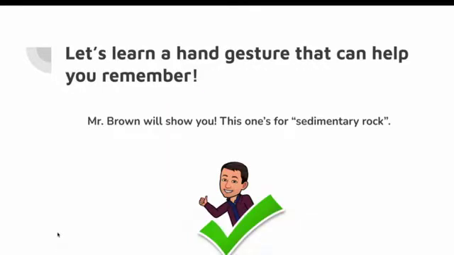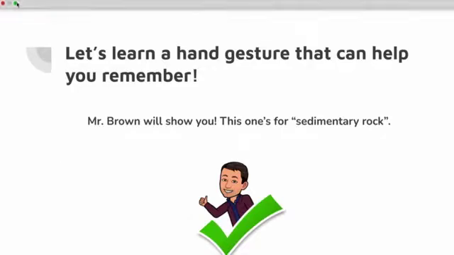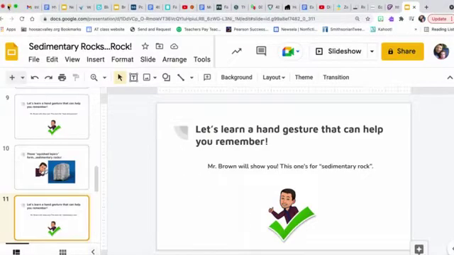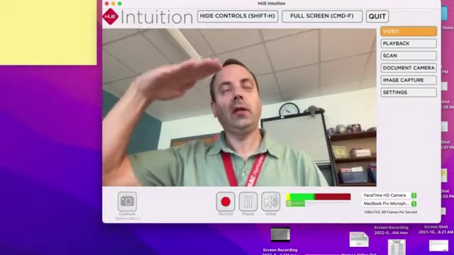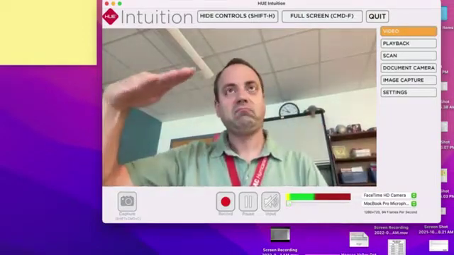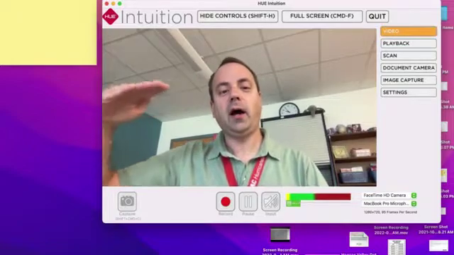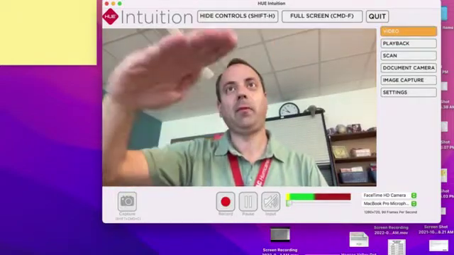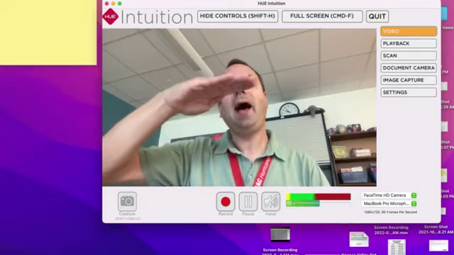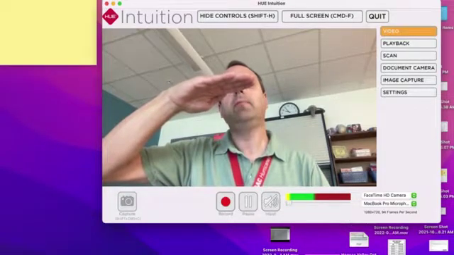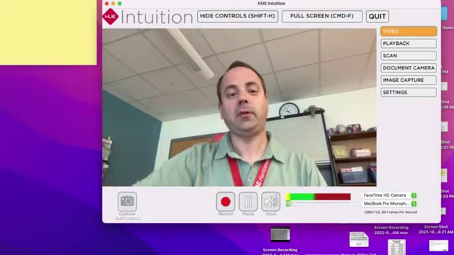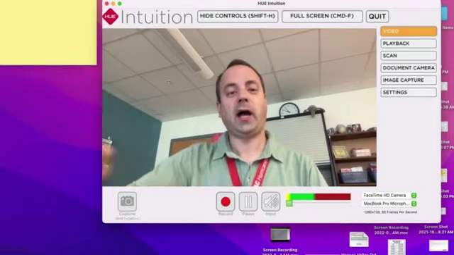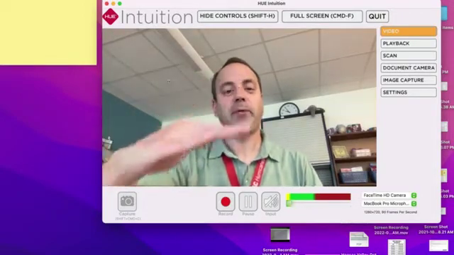So, hey, I've got another hand gesture for you. Since sedimentary rocks form in layers, the hand gesture is really easy to learn, by the way. Put your hand in front of you like this, and we're going to do a chopping motion. Chopping motion, right? And now we're going to make many layers. One layer, lower, chop, lower, chop, lower, chop. Again.